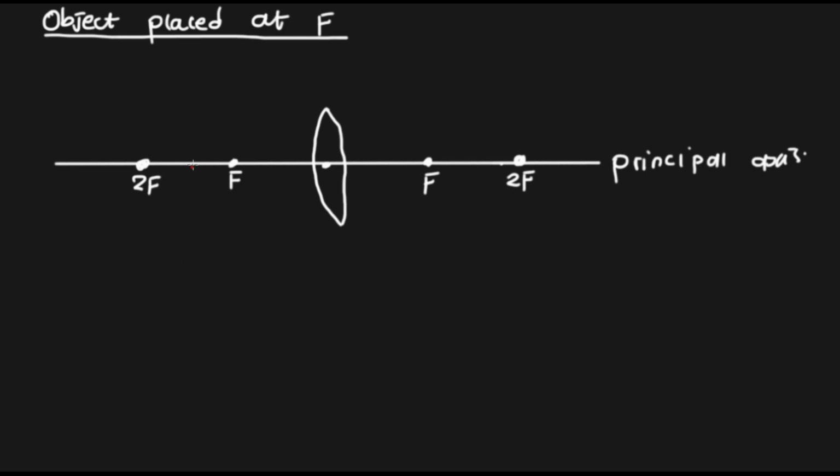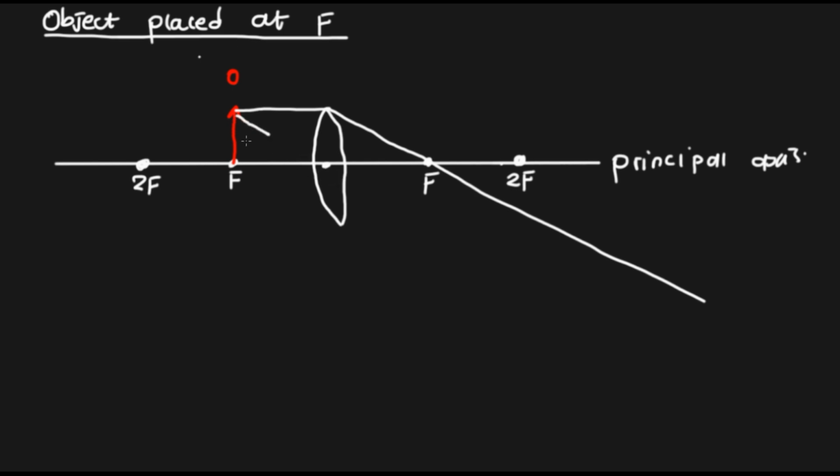Right, so let me use a different color this time. So I'm going to use red. So we put our object at F. So this is our object. Now, the same way we did, I'm going to draw a line, touches the lens, then bend and pass through the focal point number 1. Then I'm going to draw another line.